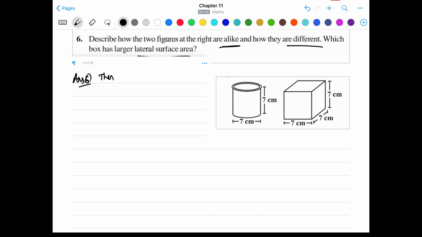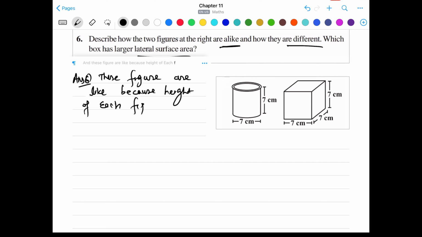These figures are alike because height of each figure is the same, that is 7 centimeter.